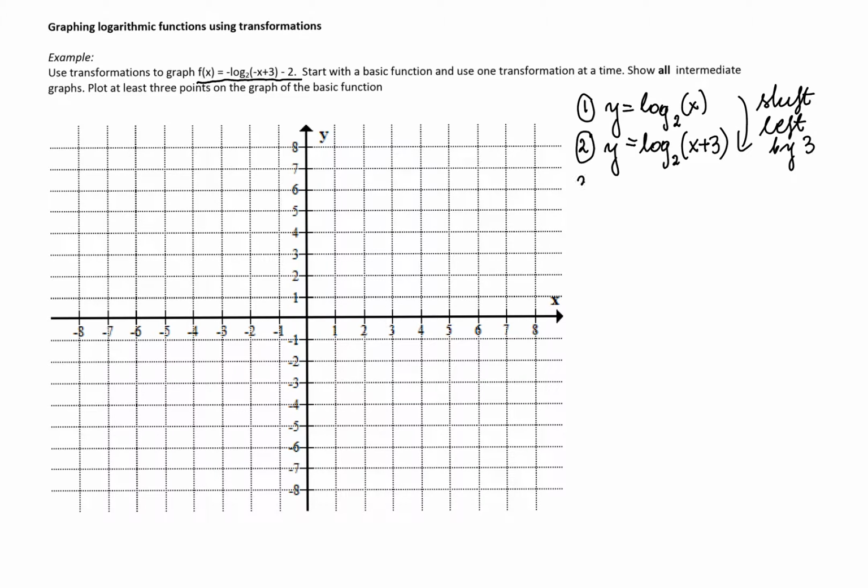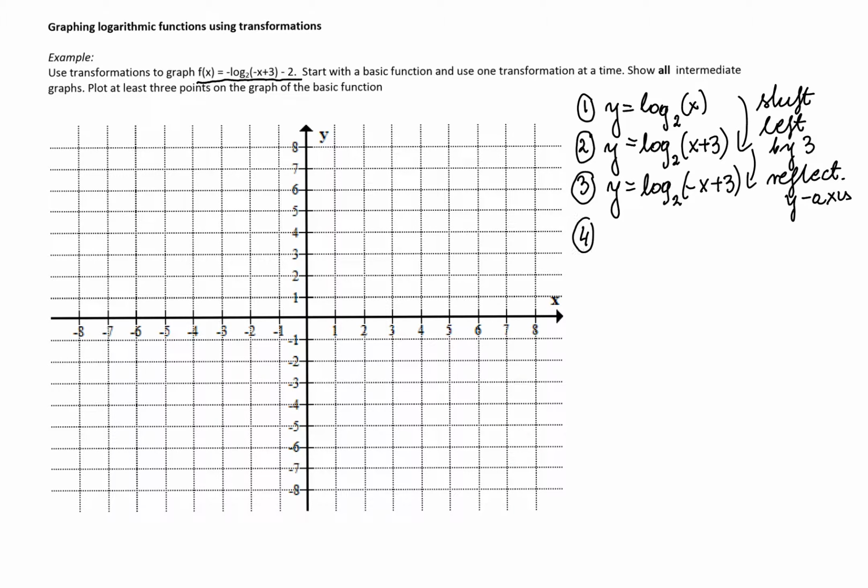Then again we see that there is the coefficient of x in that expression negative x plus 3. Since that coefficient is negative 1, we have the reflection about the y-axis. So from graph 2 to graph 3 we will reflect about the y-axis.